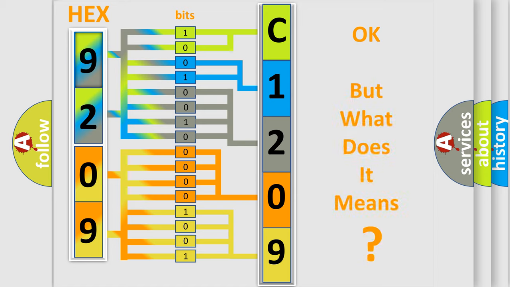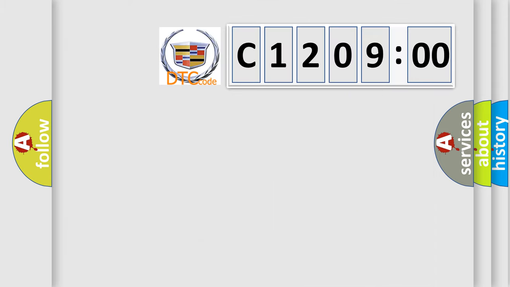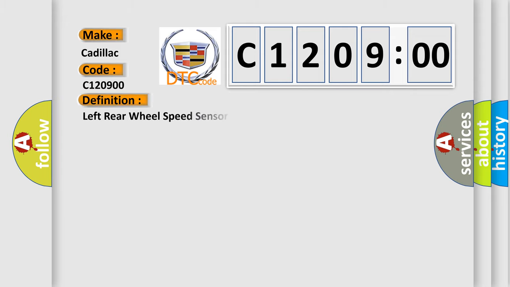The number itself does not make sense to us if we cannot assign information to what it actually expresses. So, what does the diagnostic trouble code C1209-00 interpret specifically for Cadillac car manufacturers? The basic definition is left rear wheel speed sensor circuit high input.